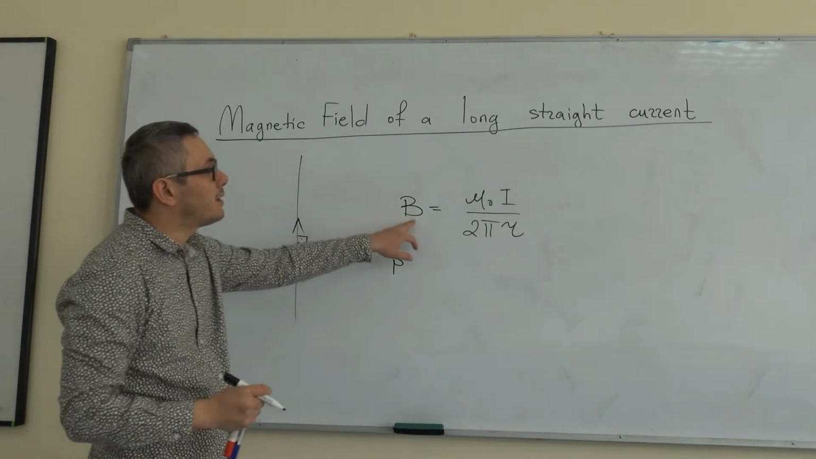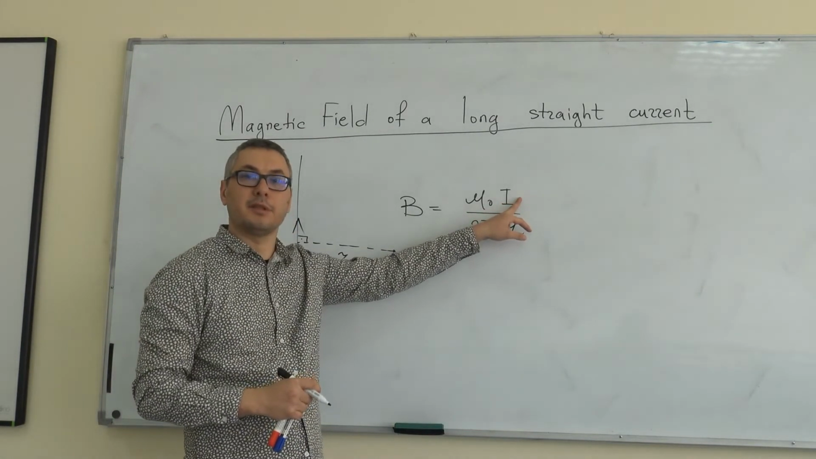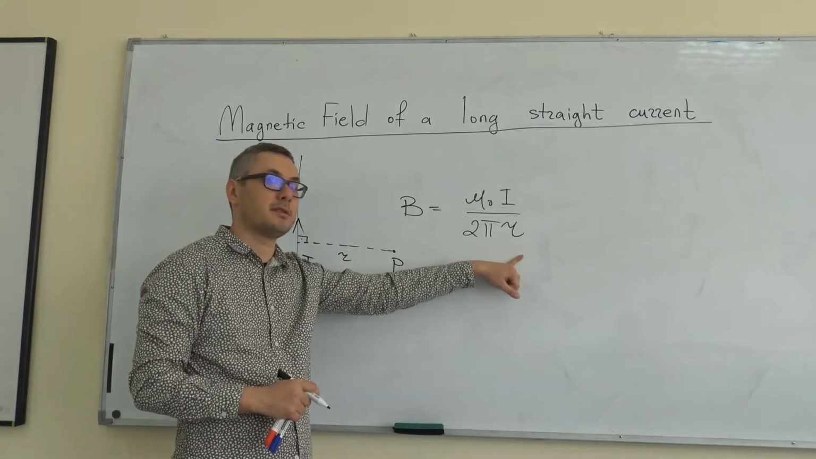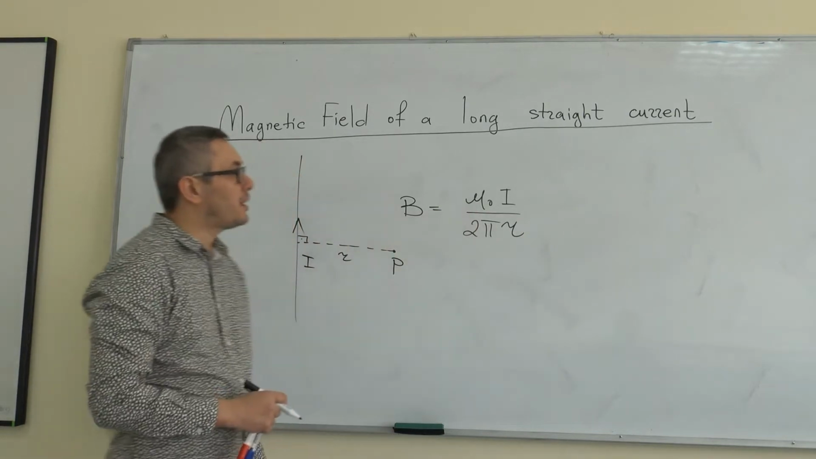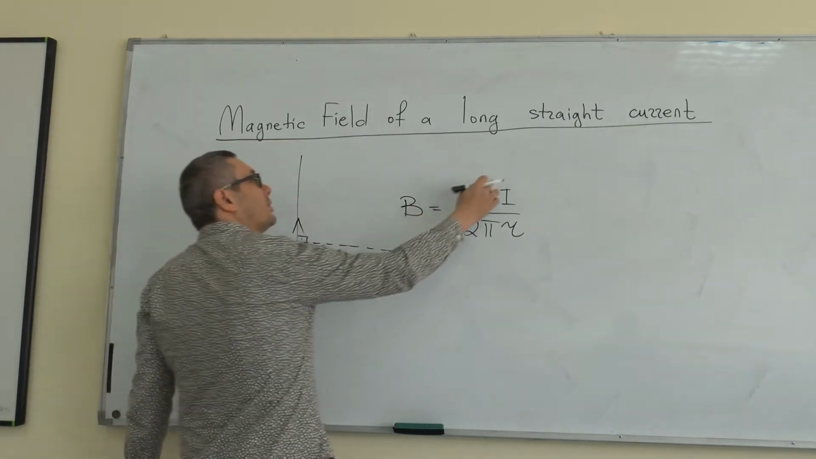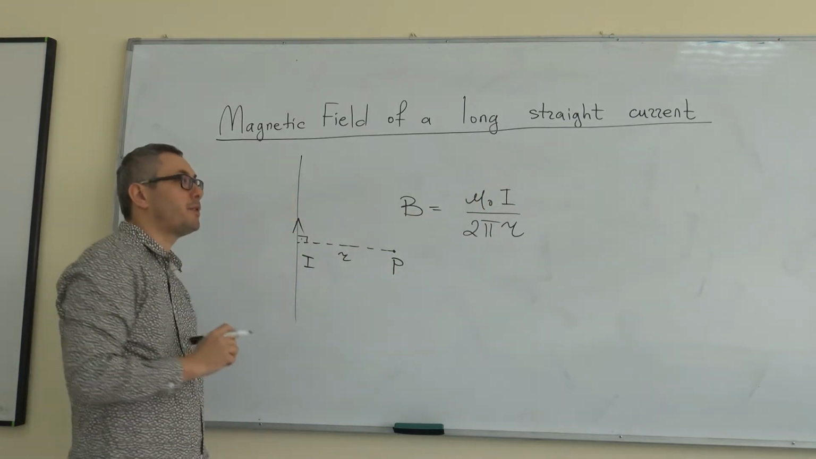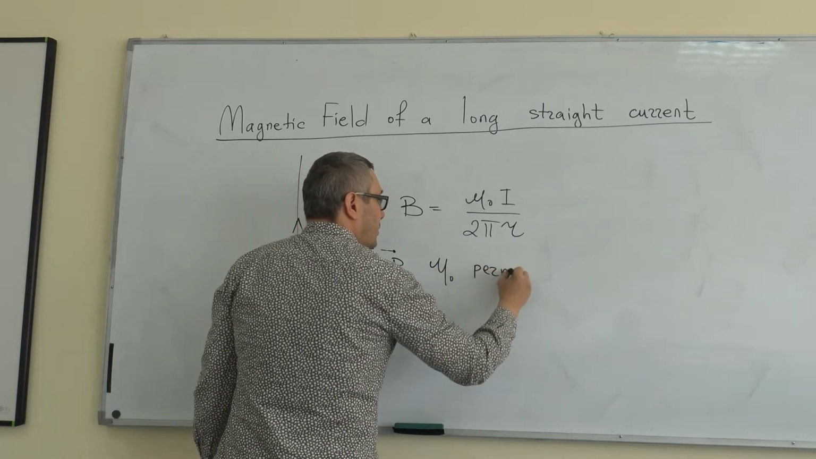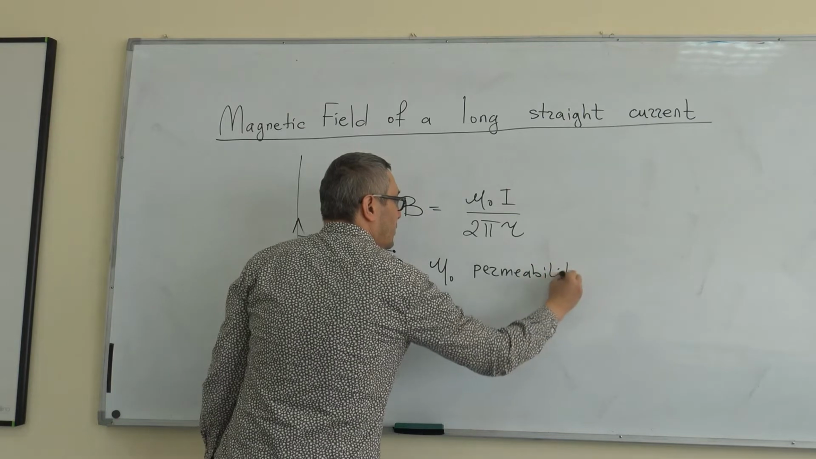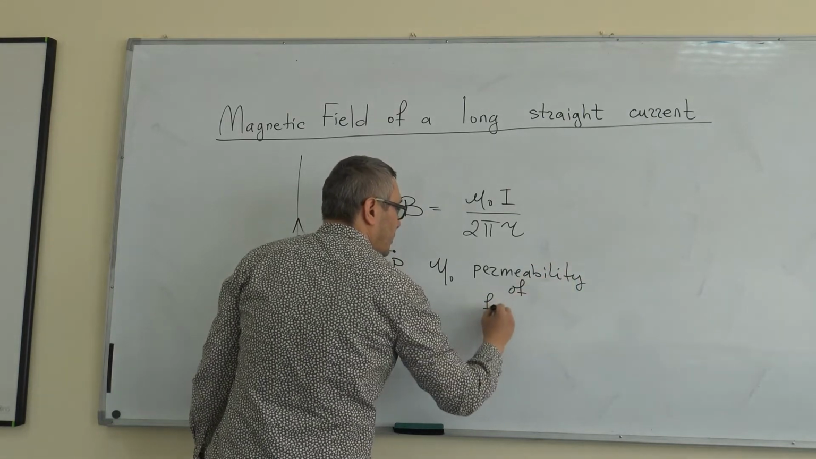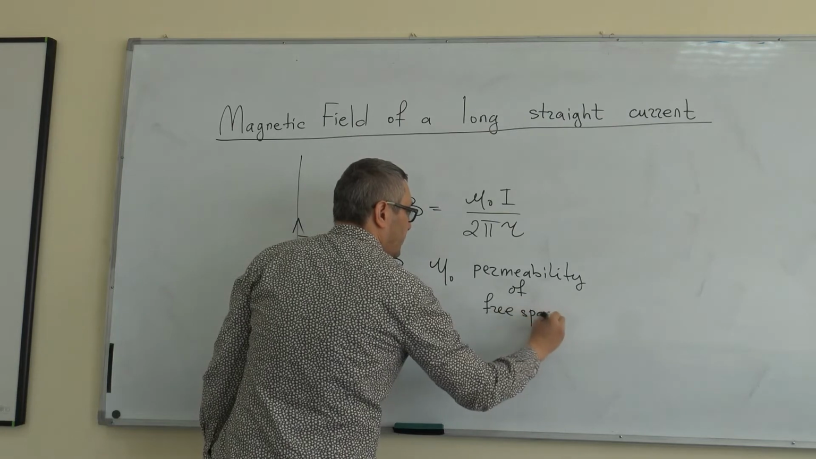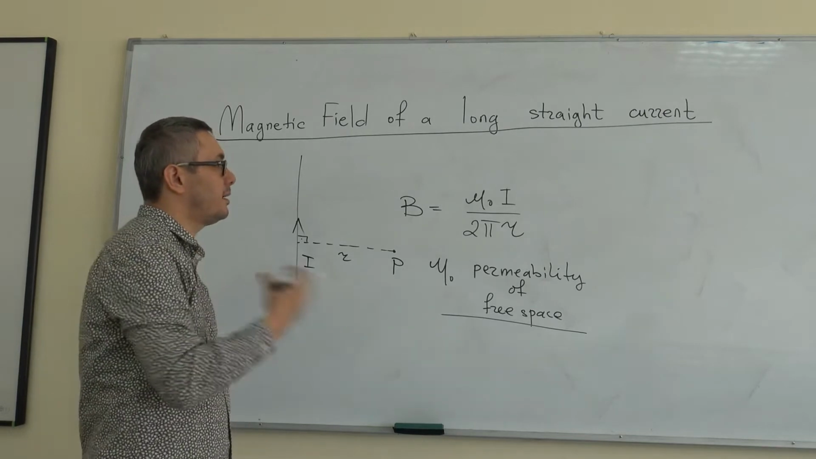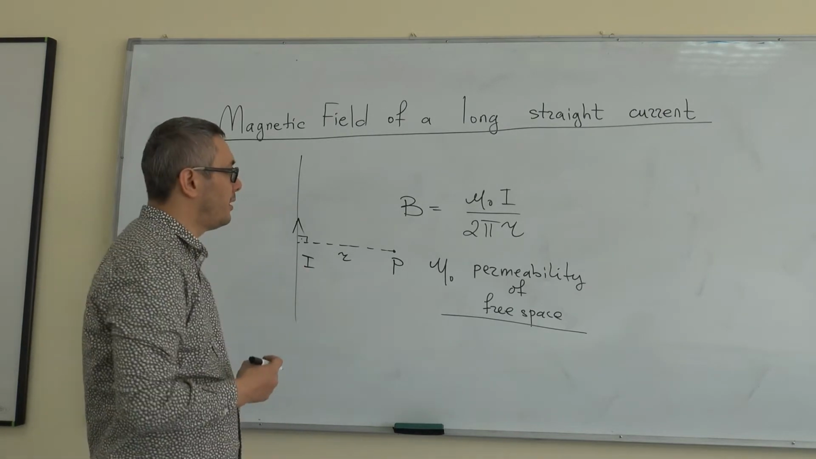So the magnetic field is directly proportional to current. The bigger the current, the bigger is the magnetic field at that point, and it is inversely proportional to the distance. The further away you are, the weaker is the magnetic field. The coefficient here, mu 0, is the so-called permeability of free space. This is similar to the permittivity of free space that we had when we discussed Coulomb's force.